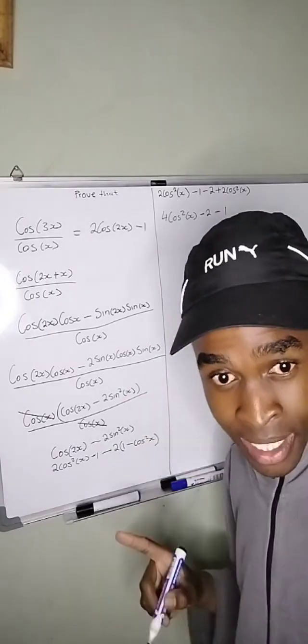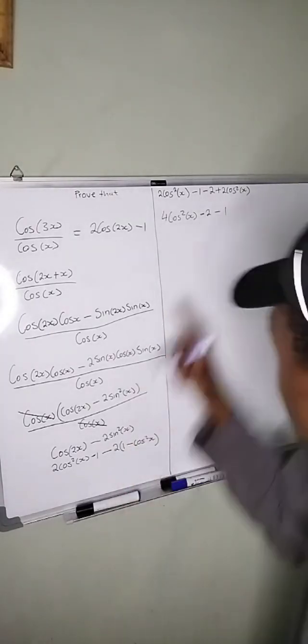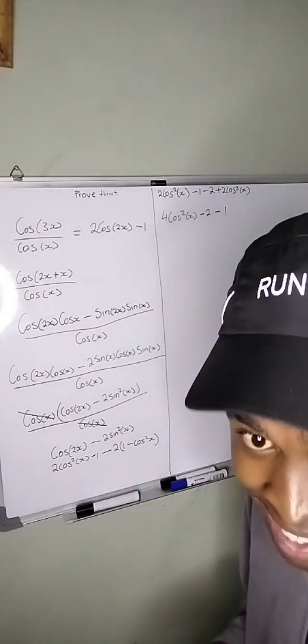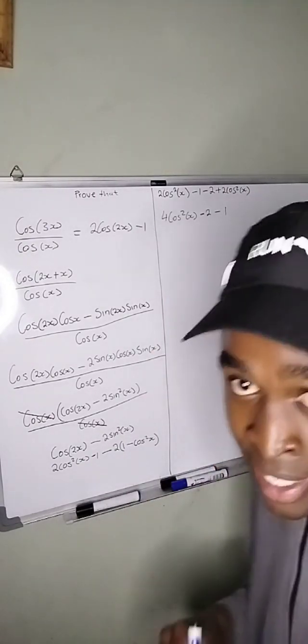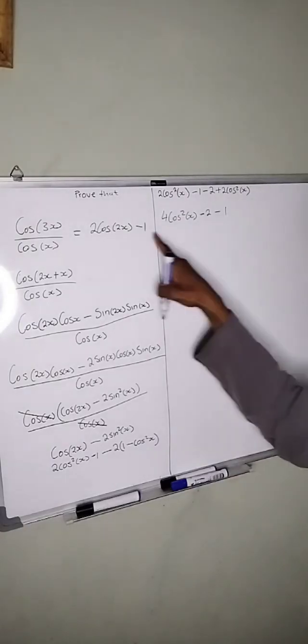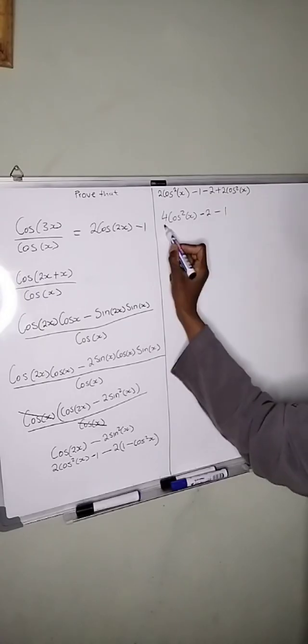Because you have to be smart. You have to be smart. I didn't add this. You know why? You have to be smart. That's my advice. What am I going to do? Because I see this one is going to be that one. I'm taking out a common factor of 2.